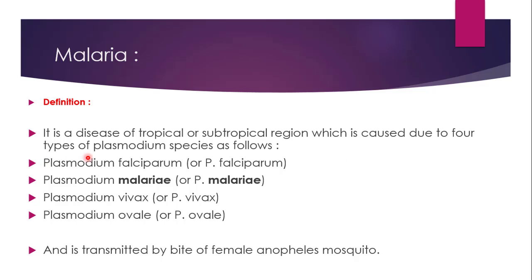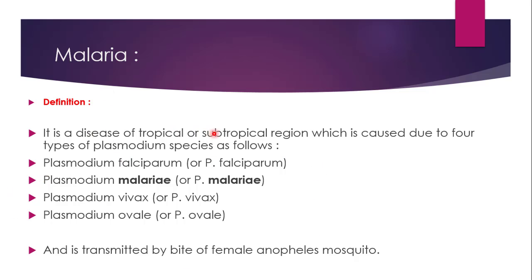to 4 types of Plasmodium species, which are as follows. The Plasmodium species are Plasmodium falciparum, or it can also be written as P. falciparum, then Plasmodium malariae or P. malariae, Plasmodium vivax or P. vivax, and Plasmodium ovale or P. ovale. So these are the species. There is one more species, but these 4 species are important as far as malaria is concerned.